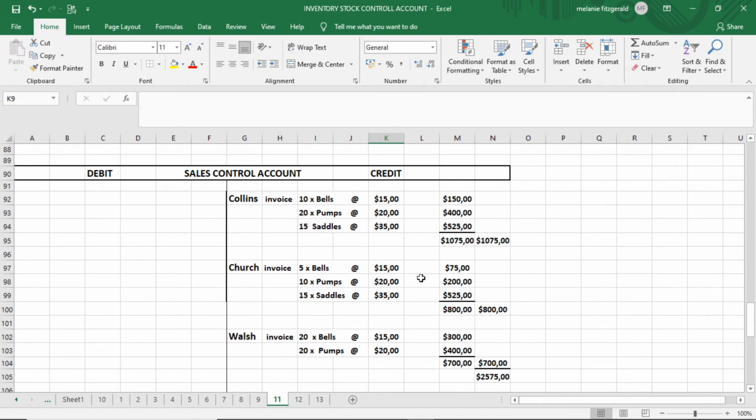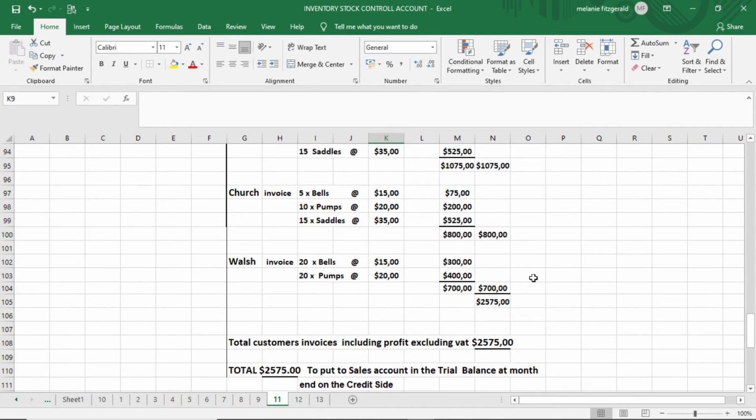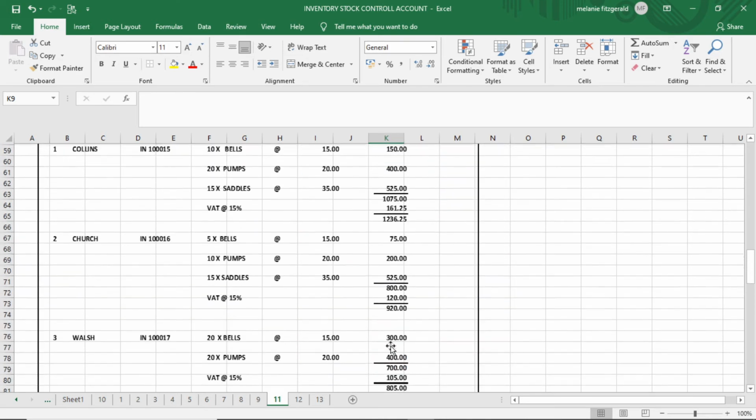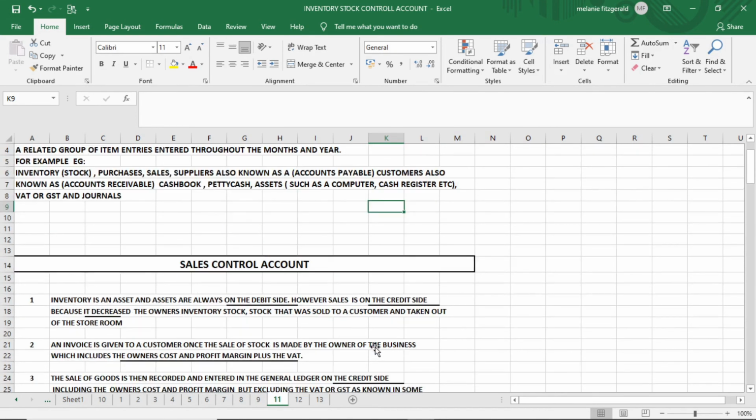All right, Mr. Church did the same and Mr. Welsh did the same. We added up the grand total over here, $2,575 in total. Total customers' invoices, including profit, excluding VAT, was $2,575. Total $2,575 to put to the sales account in the trial balance at month end on the credit side. There we go. So this is all you need to know about the sales control account.